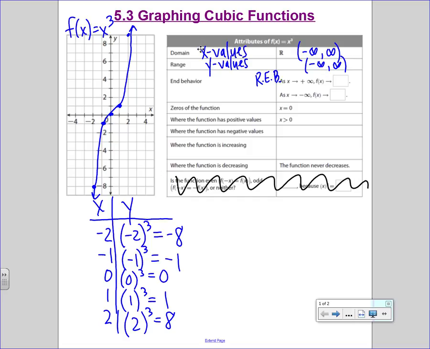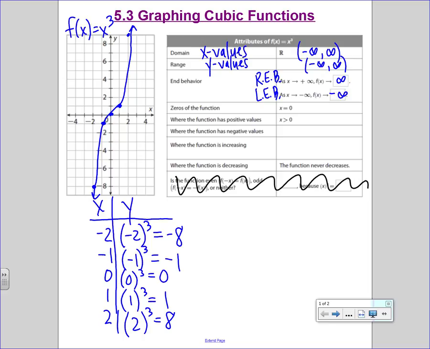So as x goes to the right, where does f of x go, or y? As x goes to the right, where's the end going? Up, right? So that means f of x approaches infinity. Okay? Now, as x goes to -infinity, that's the left end behavior, so LEB is another term for it. So as x goes to the left, where does the function go, or y? Down, right? So -infinity. Good.